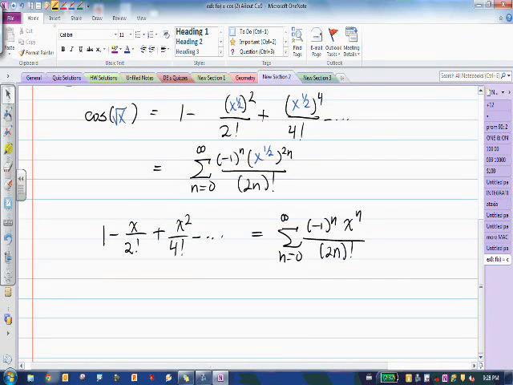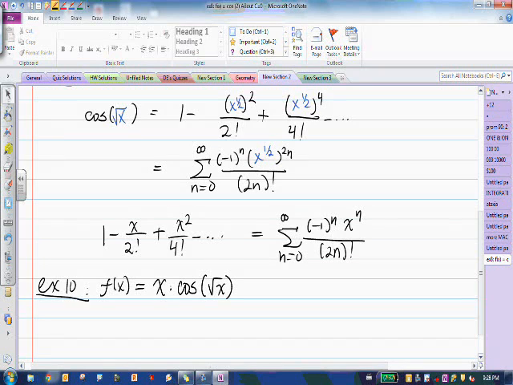We can take this a step further, because if we were asked, for example, to find the power series for something like x times cosine square root of x. Now think about this. If you did this the long way, you would find all these derivatives, which would include product rules and then chain rules for the square root of x, and it would just become a mess. So how do we deal with this?